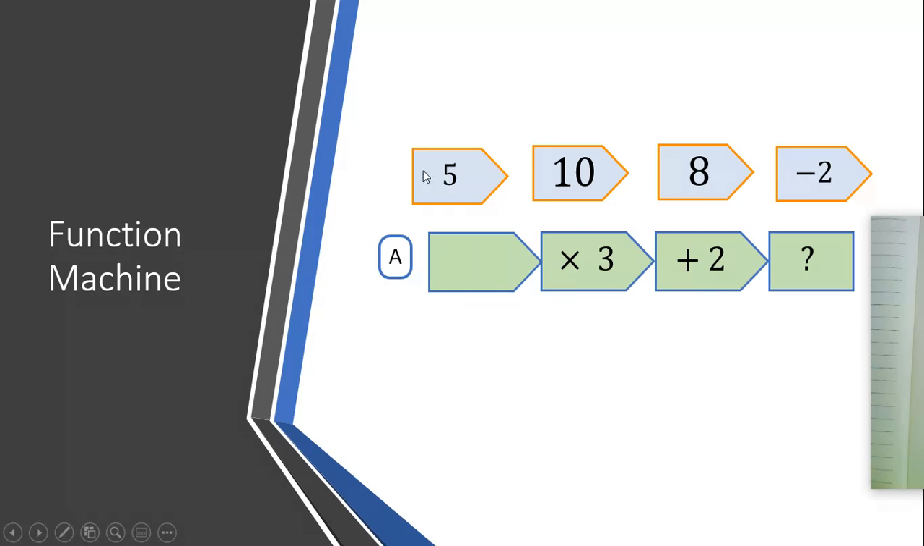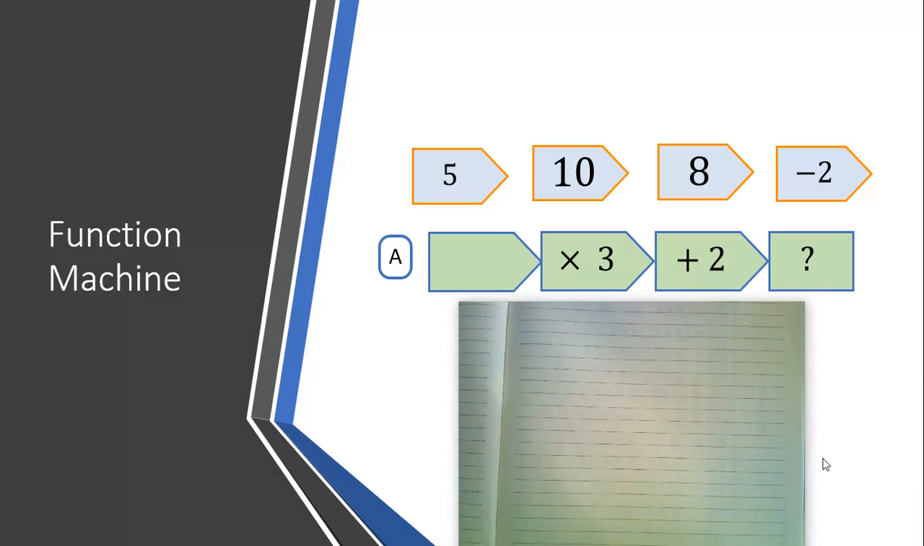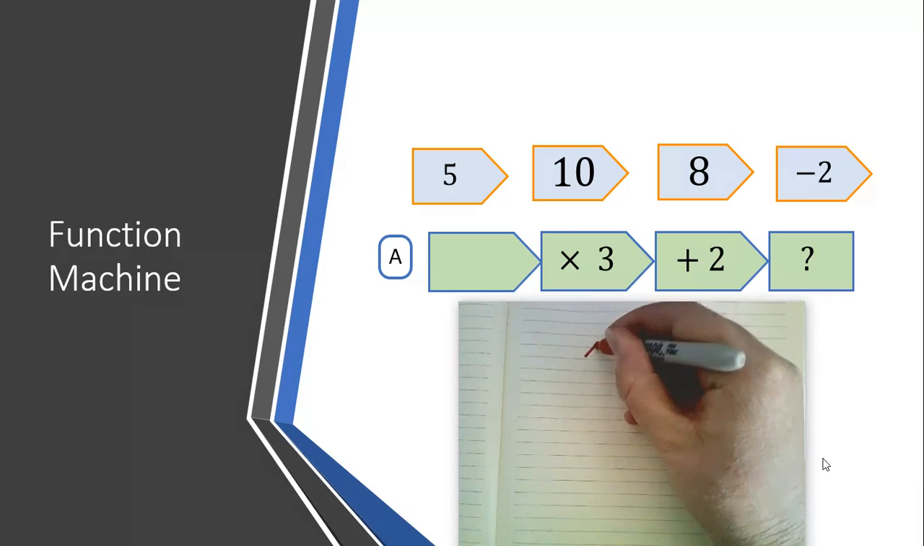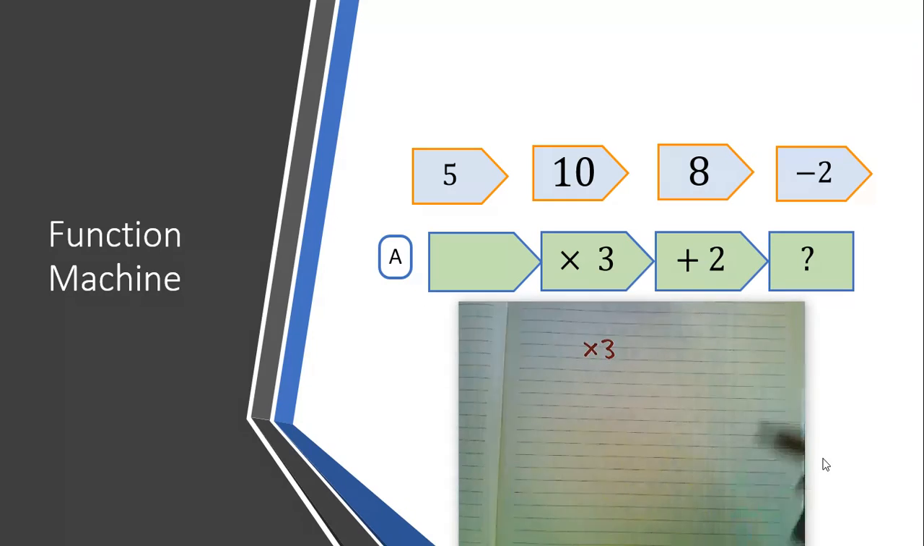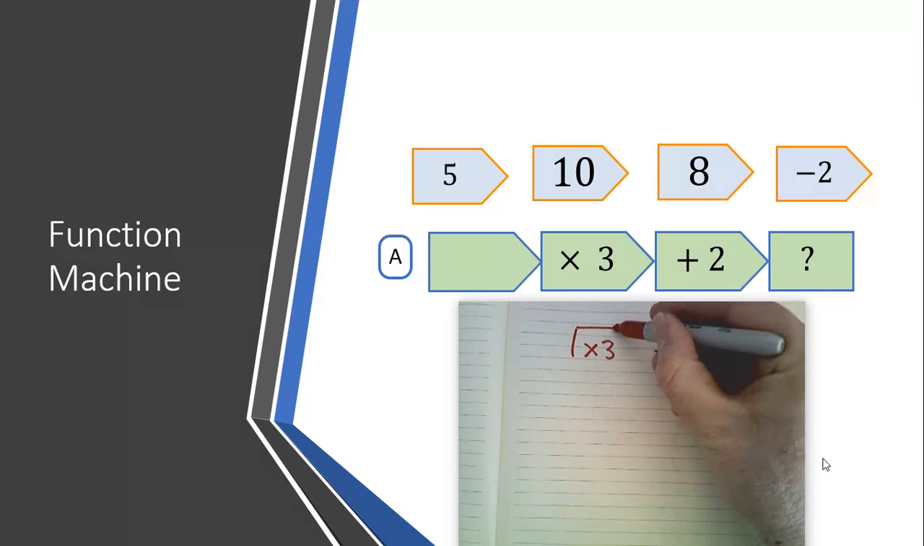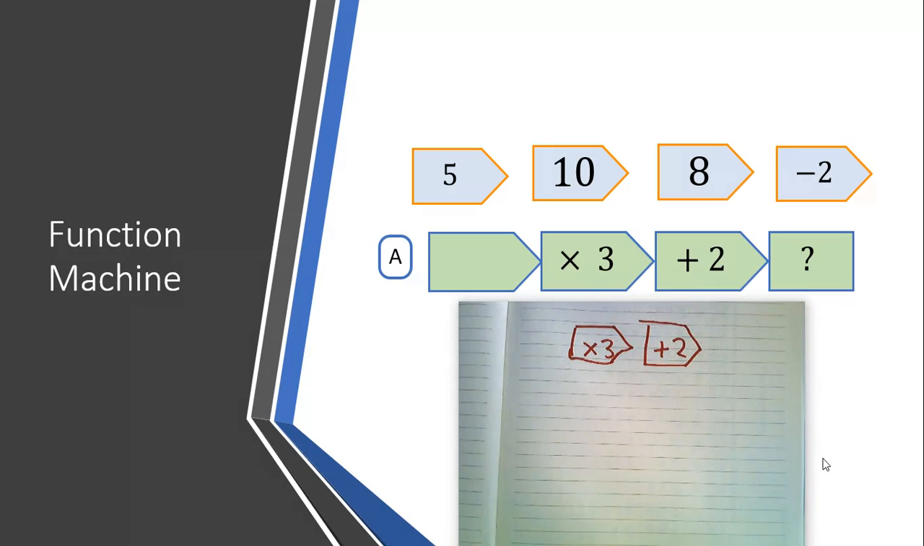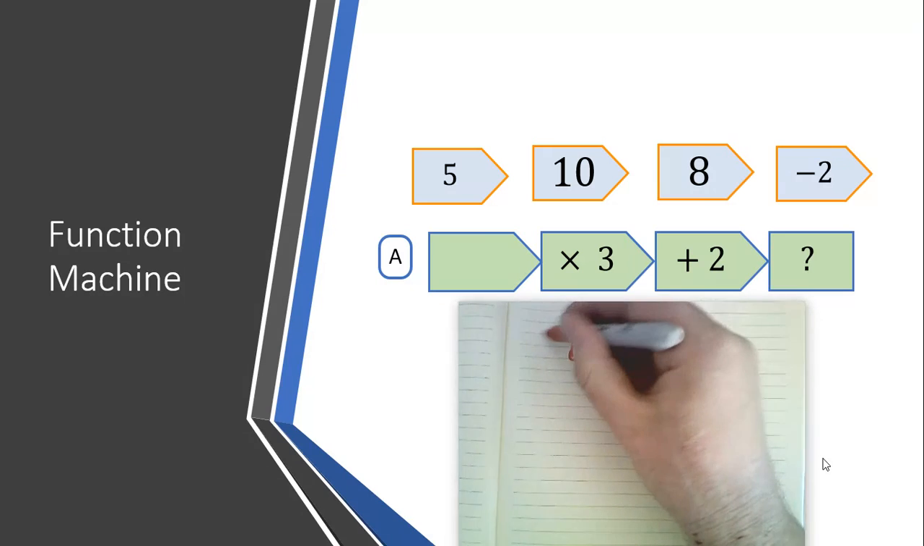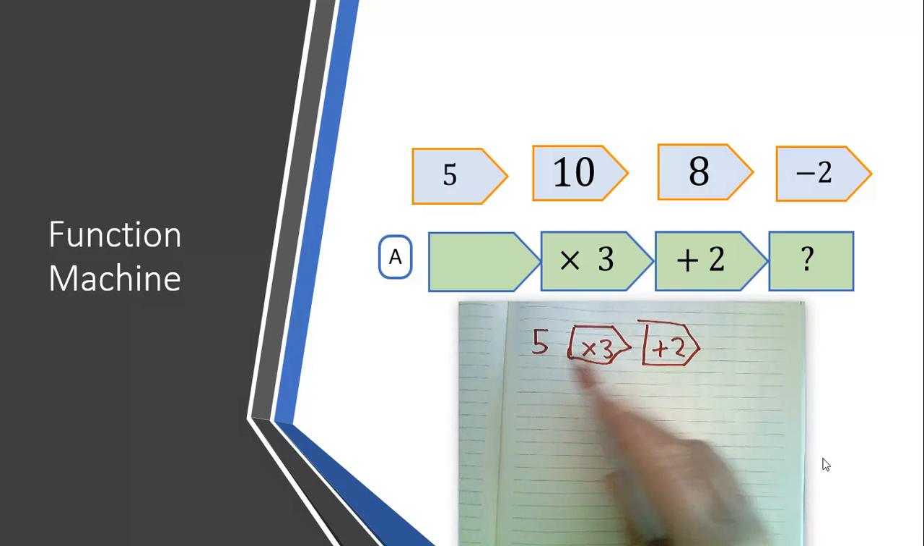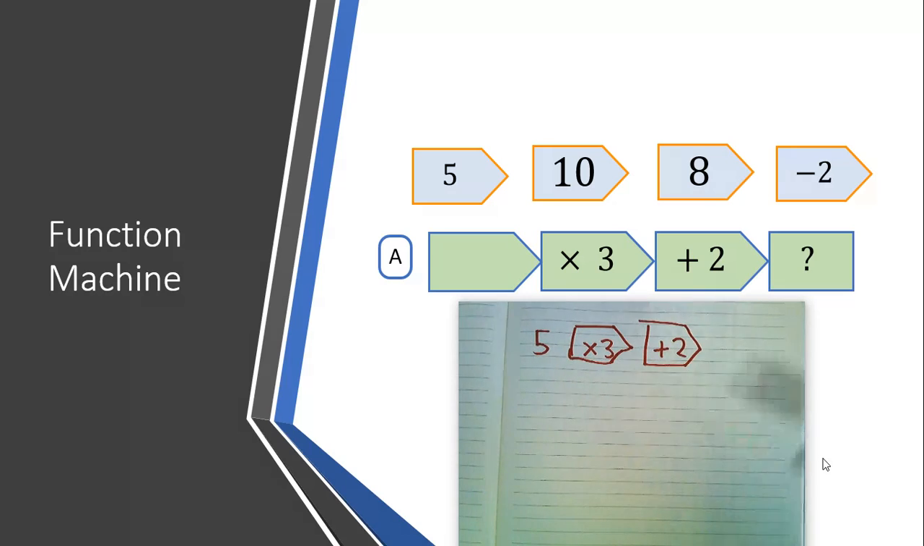So let's imagine we put 5 into this function machine, and I think at this point I'm going to bring my screen on. Okay, so we've got this function machine, and what it does is it takes a number, times it by 3, and then adds 2 to it. So if I represent this here, there we go. Right, so let's imagine what we'd get if we inputted 5. We'd be doing 5 times 3 is 15. 15 add 2 is 17.